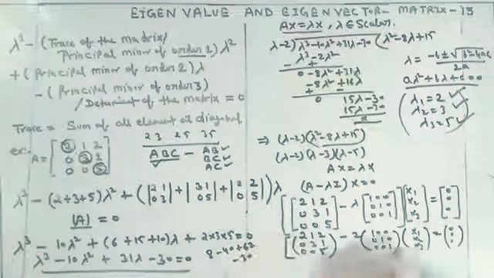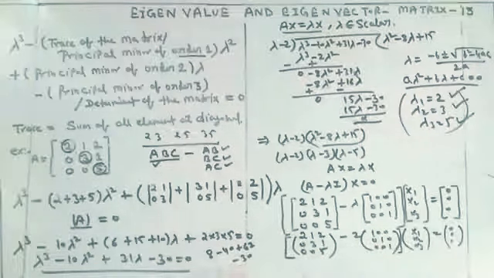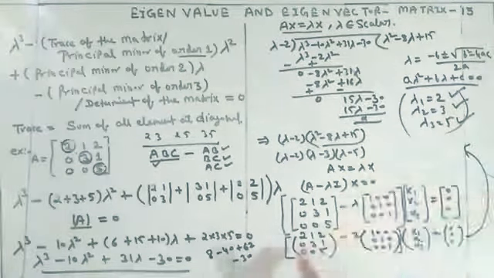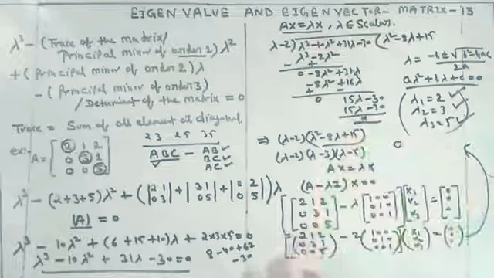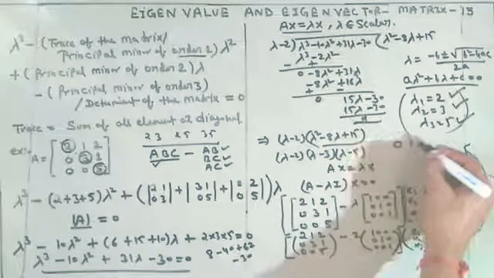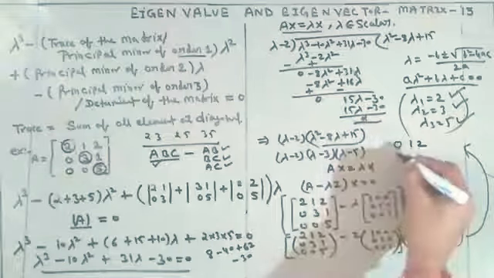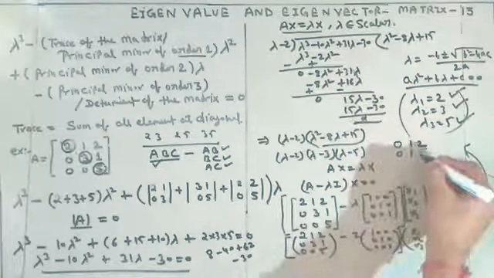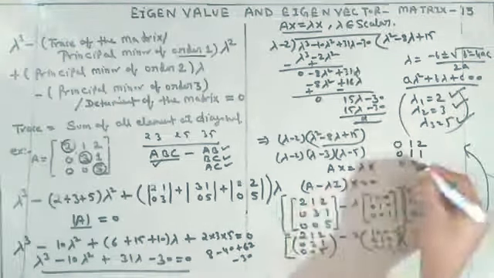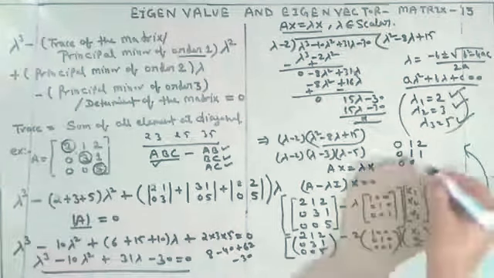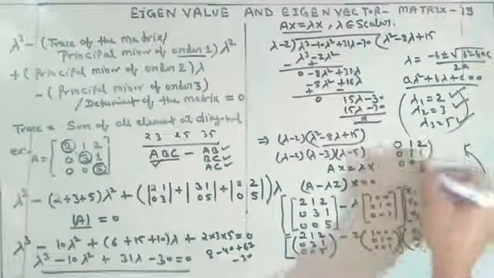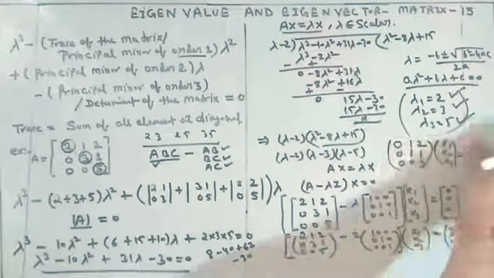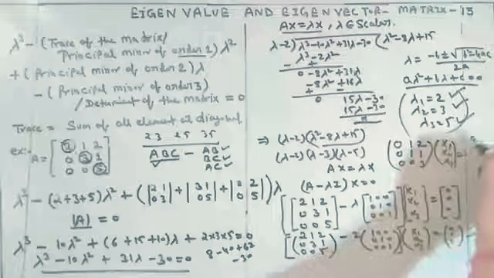Just calculate it. Then you will get 2 minus 2 is equal to 0, then 2 minus 2 is equal to 0, and 1, and 2, the same. Then 0, 0, and 3 minus 2 is equal to 1, then 1 minus 0 is equal to 1. Then 0, 0, 0, 0, and 5 minus 2 is equal to 3. So you are getting this matrix, then x1, x2, x3 is equal to 0, 0, 0.